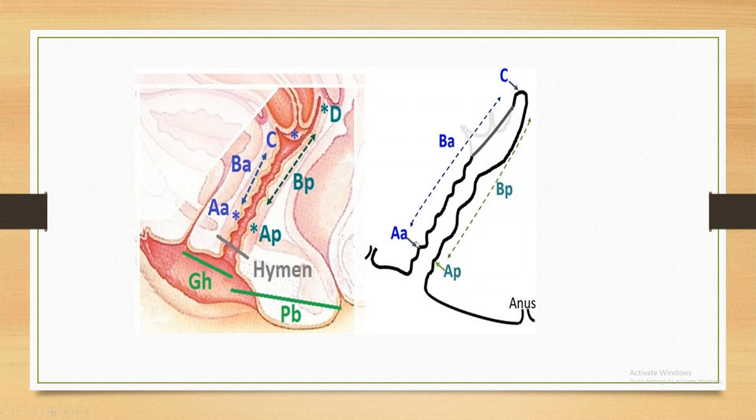Okay. So same with the posterior wall. This is the AP point, 3 centimeters proximal to the hymen. Now BP point is between AP and the D point, that is the posterior fornix.